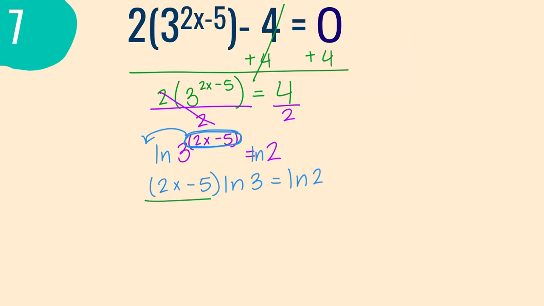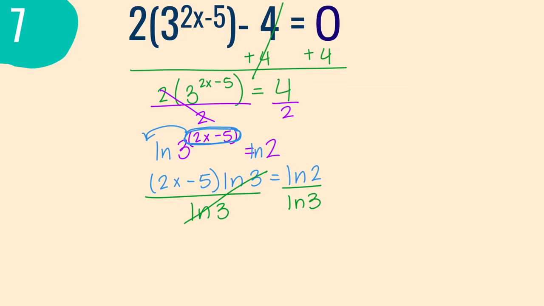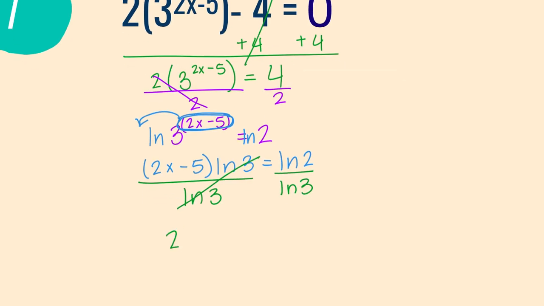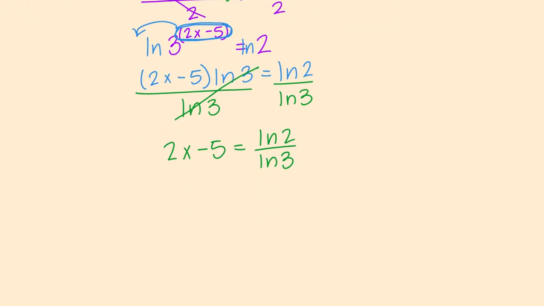I'm going to go ahead and divide by ln of 3 on both sides. And just rewriting what I have, 2x minus 5 equals ln of 2 over ln of 3. Keep in mind, we are not done. We have to get x by itself. All right, next step after this is I'm going to go ahead and subtract 5 to both sides. Or not subtract 5, add 5 to both sides.